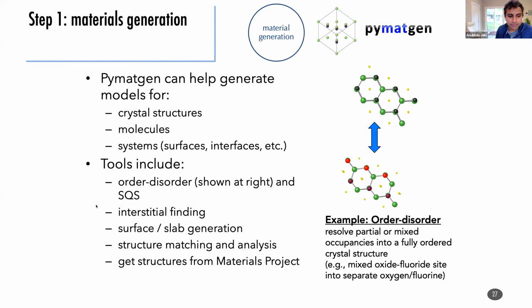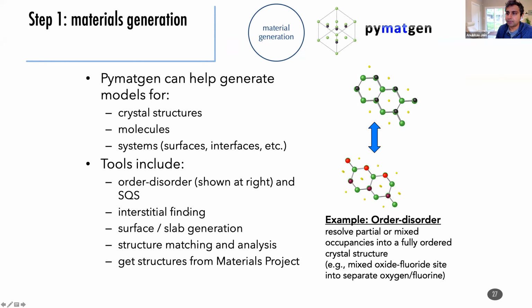There are many other tools as well. So for example, it can take a disordered structure. In this case, a material where the black atoms might represent like 30% oxygen and 70% fluorine. And you can't do a calculation when an atom is 30% oxygen and 70% fluorine. So it can help convert some of the black atoms to oxygen and some of them to fluorine to create an ordered structure that you can actually calculate.